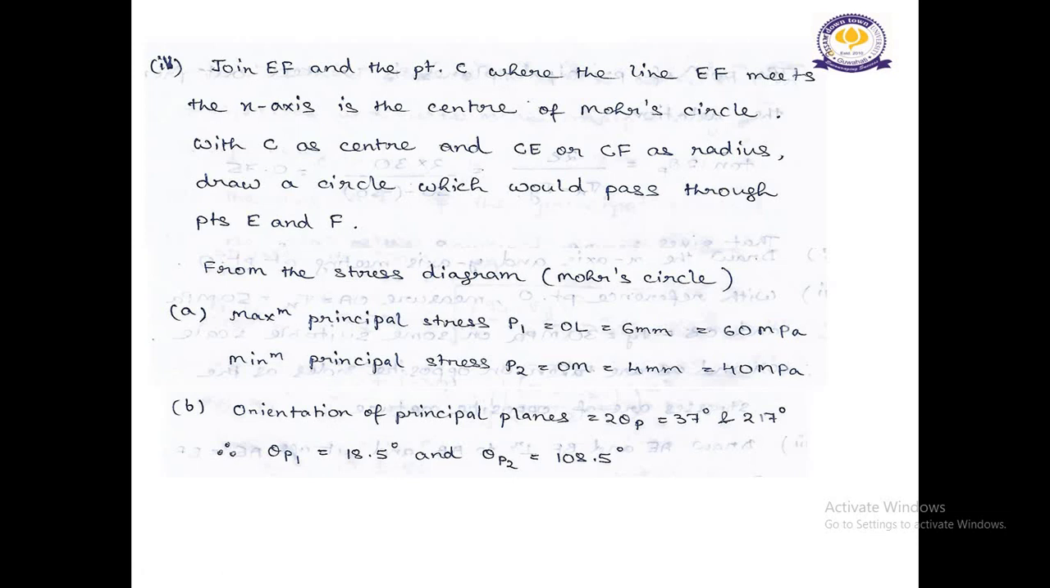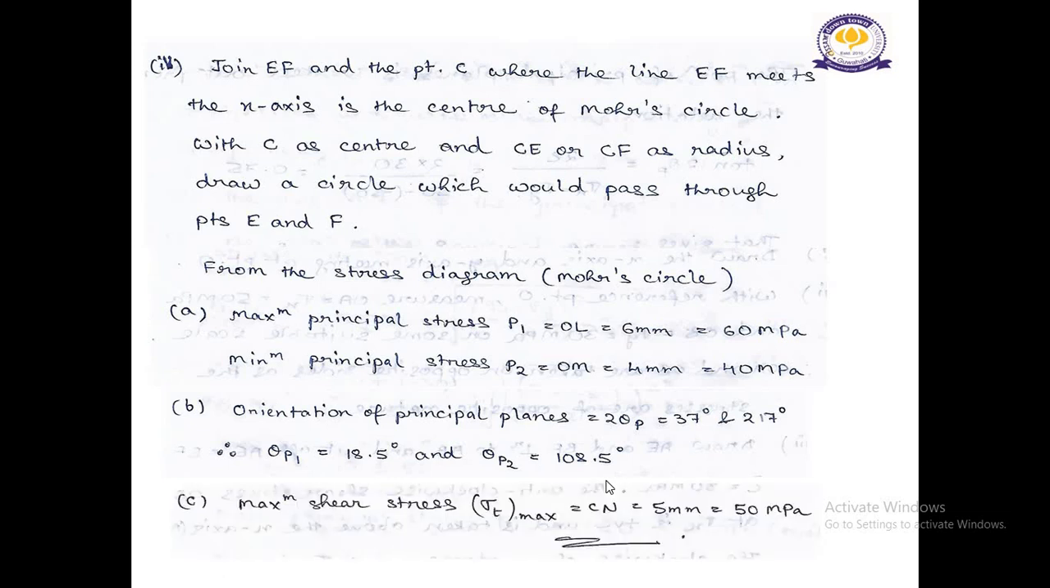Next, the orientation of principal planes, twice theta P, will be 37 degree and 217 degree. Therefore theta P1 will be 18.5 degree and theta P2 will be 108.5 degree. These angles we need to measure from the Mohr circle that we have drawn.